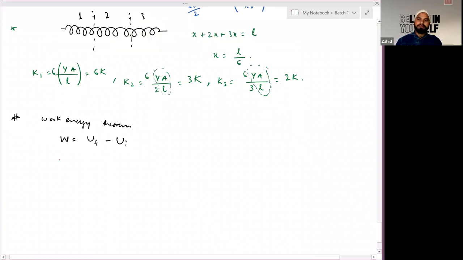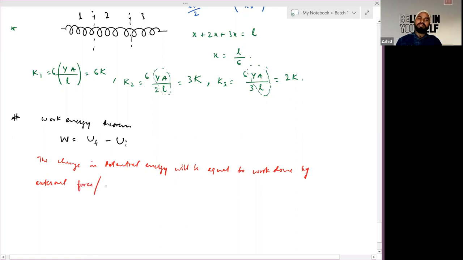So you will say the change in potential energy, either due to gravitational potential energy or elastic potential energy, will be equal to the work done by external force or by non-conservative force.